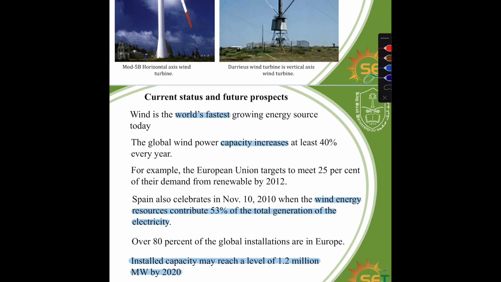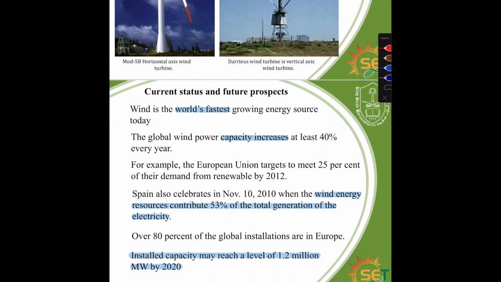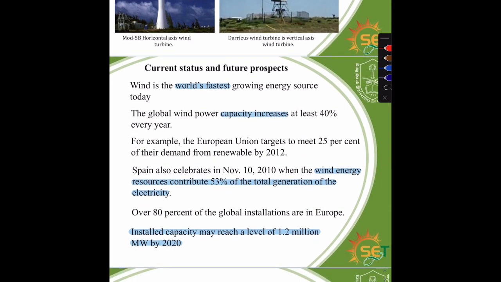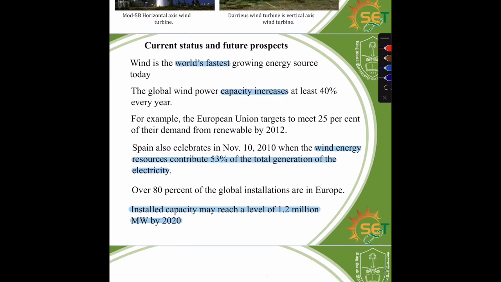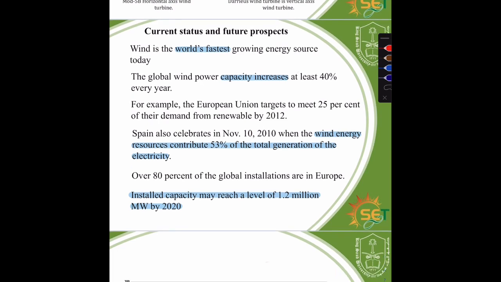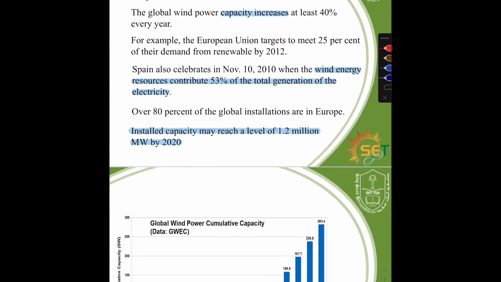For example, the European Union targets to meet 25% of their demand from renewables by 2012. In Spain, wind energy resources contribute 53% of the total generation of electricity, which is something very huge, that they are relying on renewable energy and wind turbines. So installed capacity may reach a level of 1.2 million megawatt by 2020.